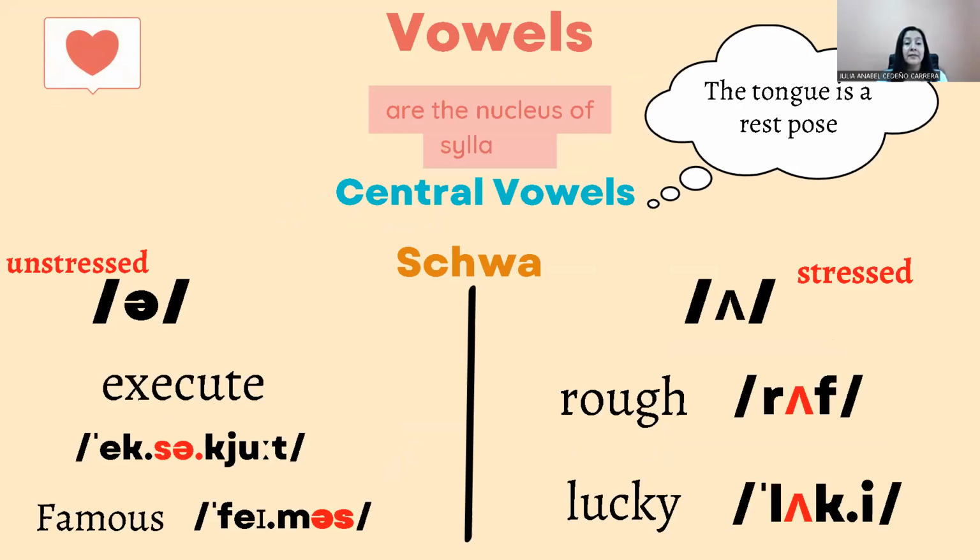The next. Okay, the vowels are the nucleus of the syllables. In the central vowels, the tongue is at rest. It has two forms. It is often called schwa. Schwa is a neutral and short sound. The sound is uh, for example, execute.